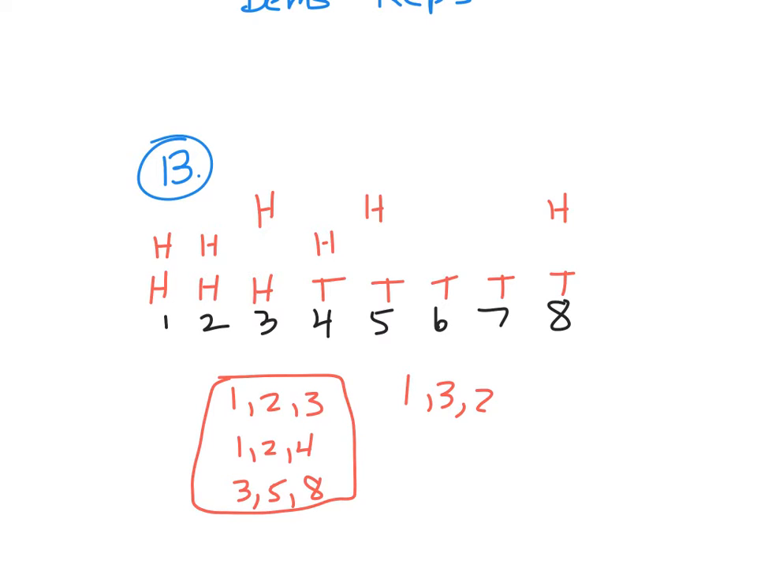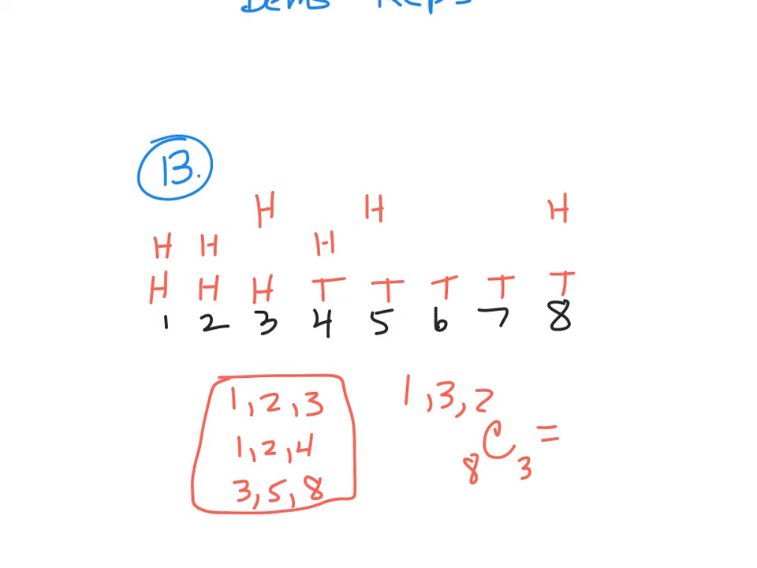And repetition's not allowed because you're not going to get a head on the same toss more than once. You can't have 1, 1, 3. That doesn't make any sense. So what have we said here? Repetition's not allowed. Order doesn't matter. I'm picking from 8, and I'm picking 3. So that'd be a combination of 8 things 3 at a time. You could figure that out.